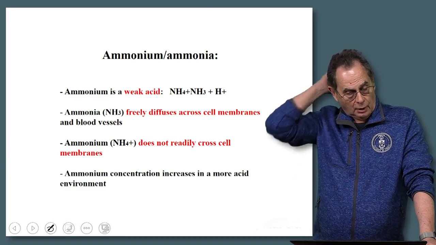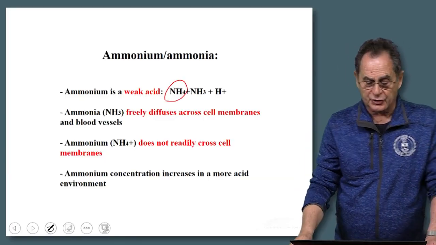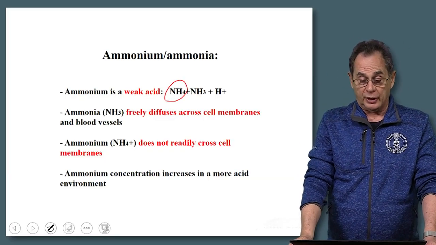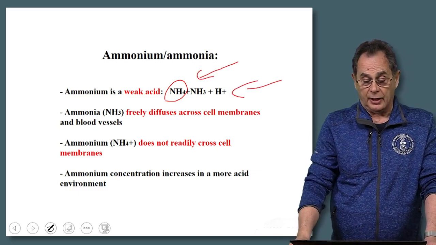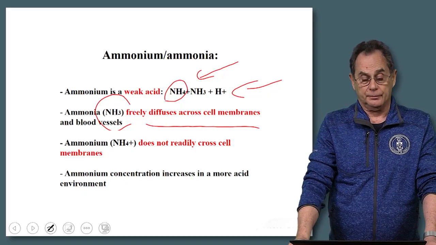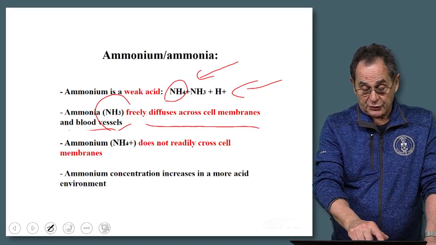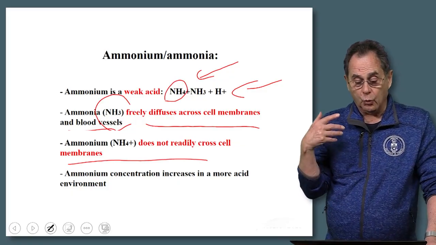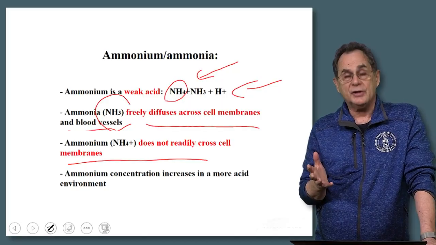Now, ammonium is a weak acid, and so it predominantly exists as ammonium, but it is in equilibrium with ammonia and with hydrogen ion. Ammonia can diffuse across cell membranes, like CO2, and blood vessels. Ammonium does not readily cross cell membranes.